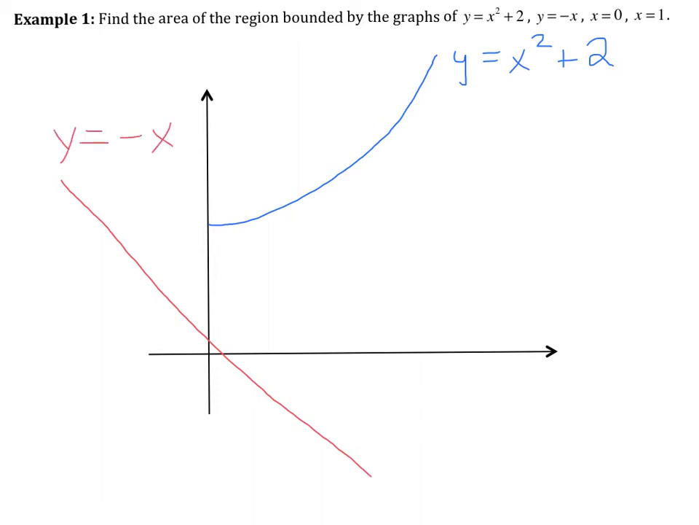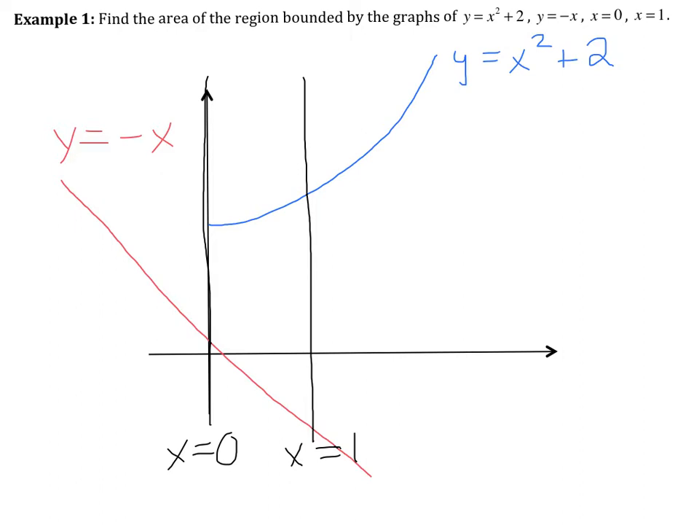And then they give you these two vertical lines. They give you x = 0, which is right along here, and x = 1, which I'll draw in right there. And so there's the line x = 1. And so you can see the region that we're looking for. It's the region bounded by all four of those curves, which would be this spot right in here.